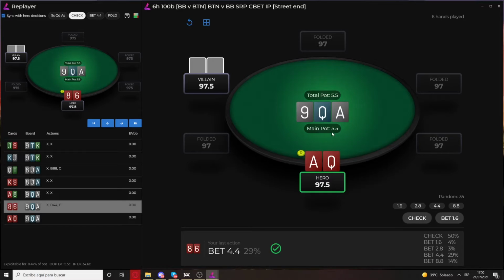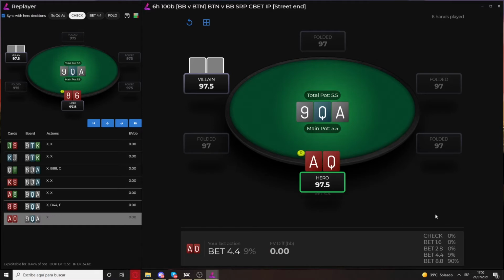Ace queen, this is going to be bet at a fairly high frequency. I would say almost always, if not precisely always. So we're definitely going to bet on our 35 roll. For sizing, we could mix both. I guess on the low roll, I can go the 4.4, and on a higher roll, I could go 8.8. But the main idea is that we want to bet this all the time.